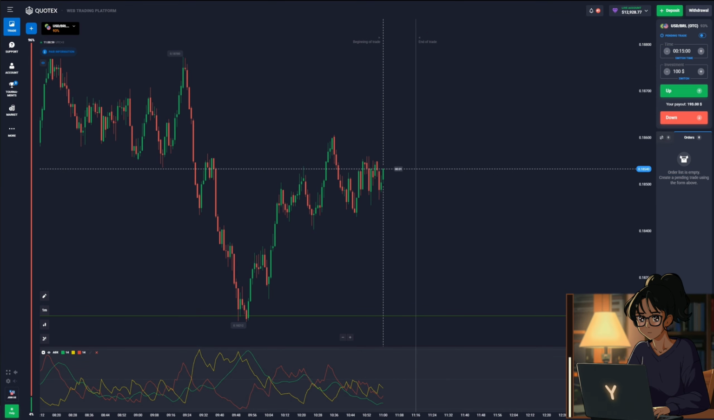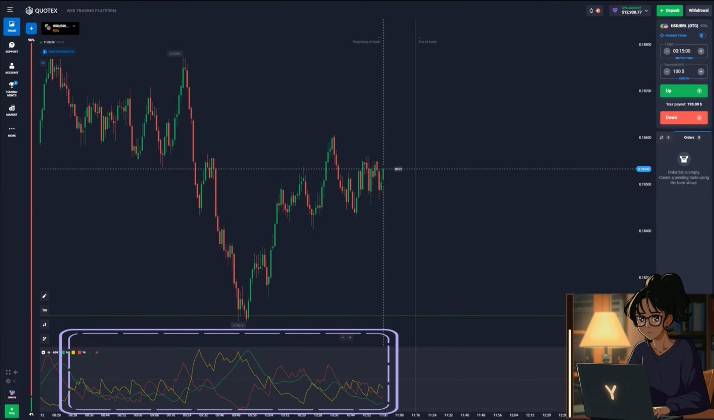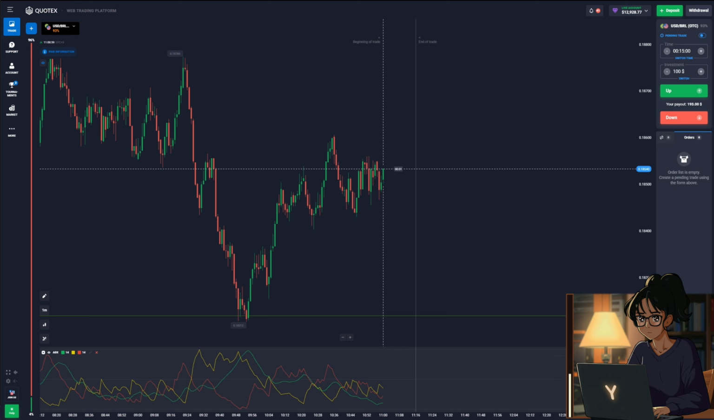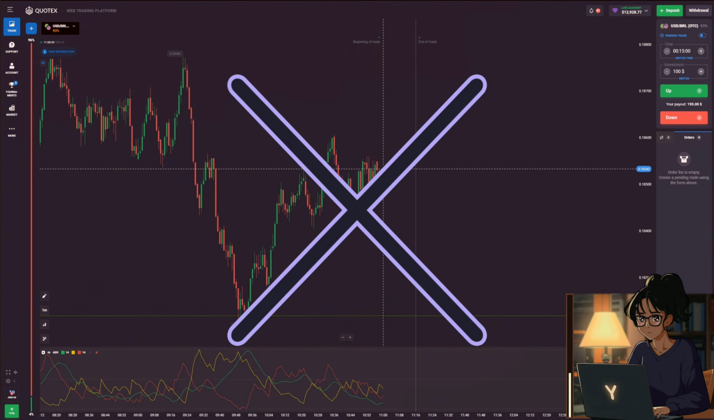But what if you open a chart and see the red and yellow lines constantly crossing? Relax. It's not the end of the world. It just means the market has no clear direction. Price is bouncing from level to level and can react to each of them. Skip those charts. Focus only on clean trends.